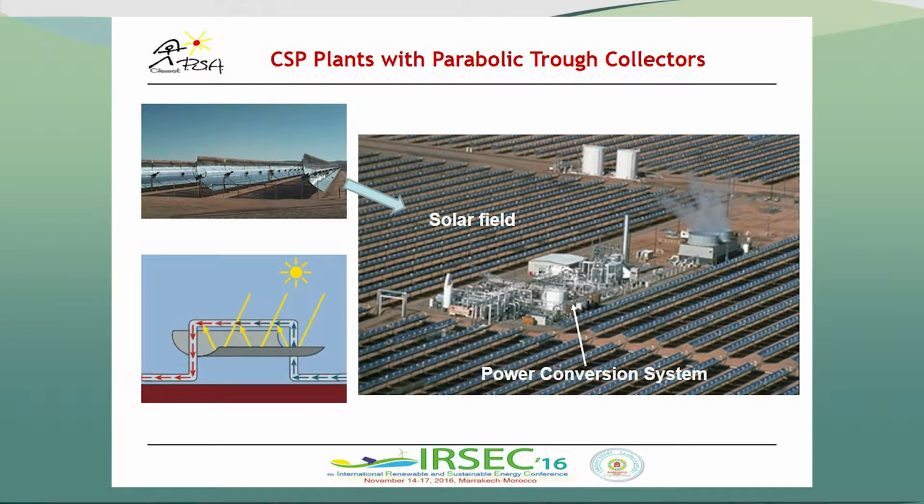This is the way a commercial plant looks like. You have many rows where a thermal fluid, typically a synthetic oil, is running through the line, is being heated up, and then all the rows deliver hot thermal oil to a head pipeline.